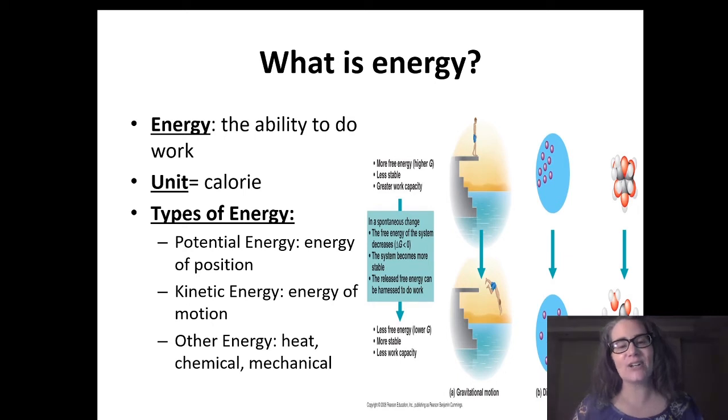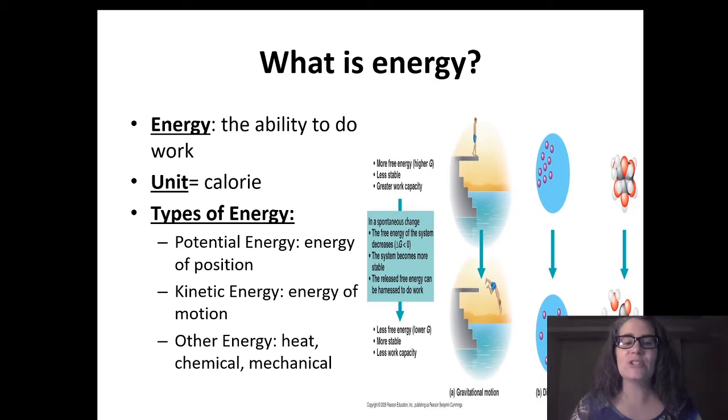So just to get us started, what is energy? Energy is the ability to do work, and in terms of cells, we are talking about life work. We are talking about movement work or transport work where we're opening gates or closing gates. This kind of energy is also needed to build different chemicals up inside or break them down.